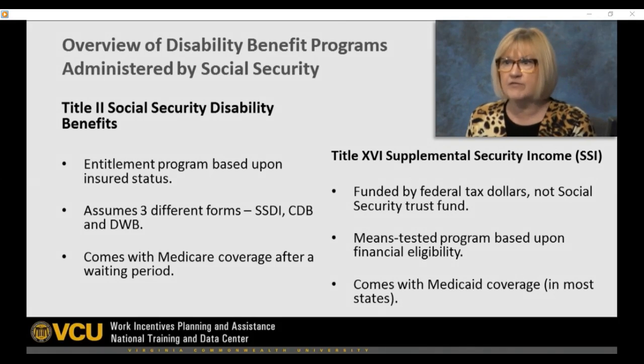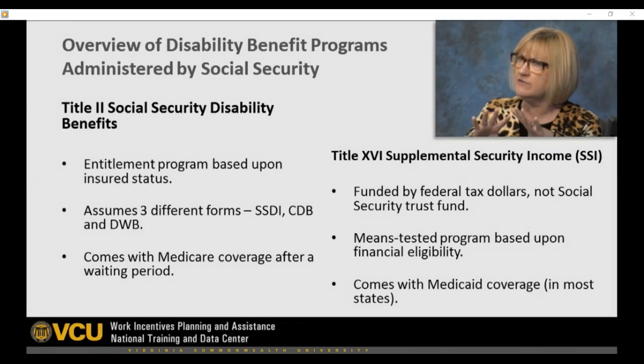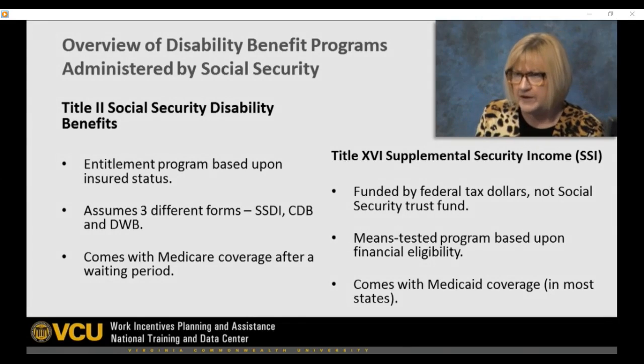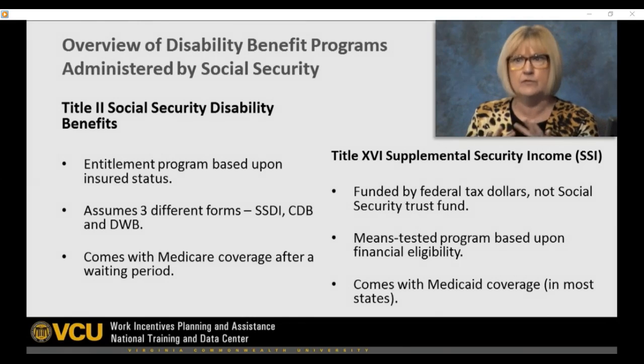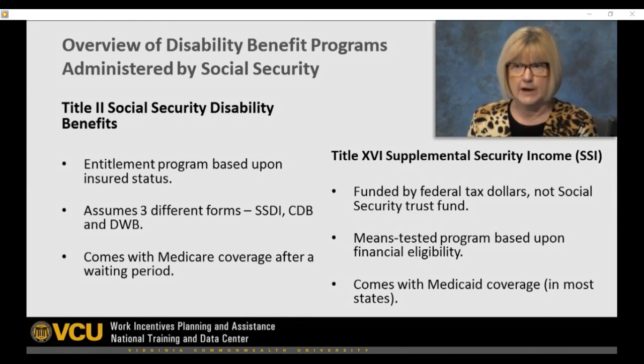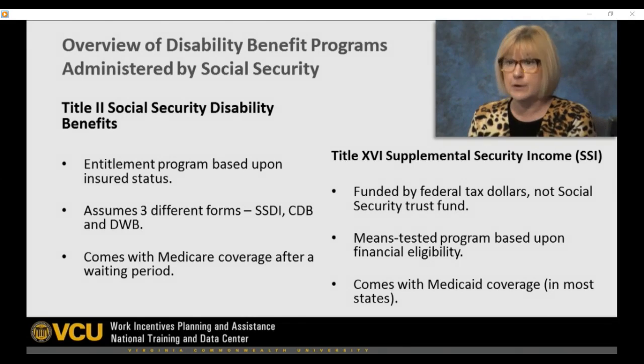On the left here, you have the Title II Social Security Disability Benefits. And again, when Social Security talks about the Title II benefits, they refer to all of the little benefits under this category as SSDI, just because it makes it easier. But there are actually three different types under this umbrella. So it is an entitlement program. It's based upon insured status. You know that amount of your paycheck that is reduced every time you get a paycheck, you're paying those Social Security taxes, and it's sort of like an insurance premium that you're paying every month.